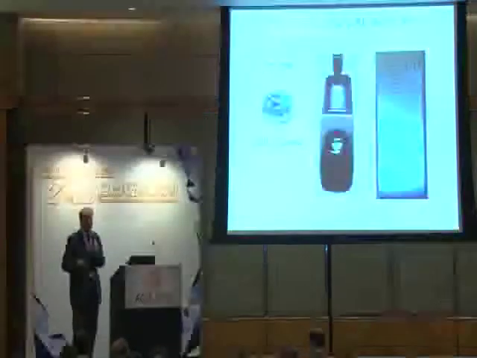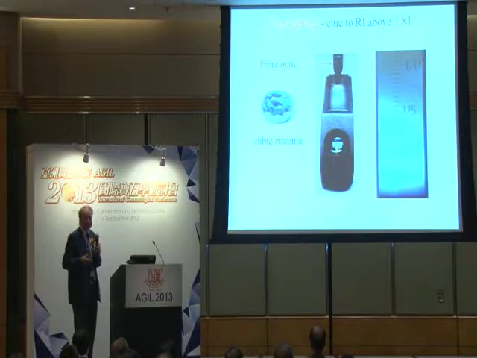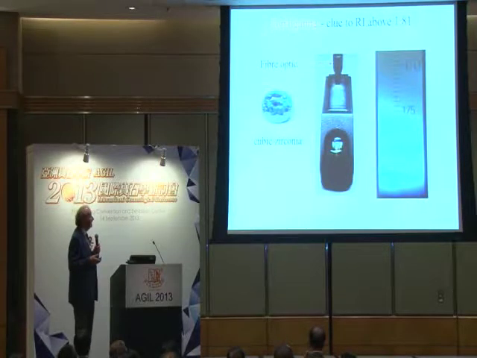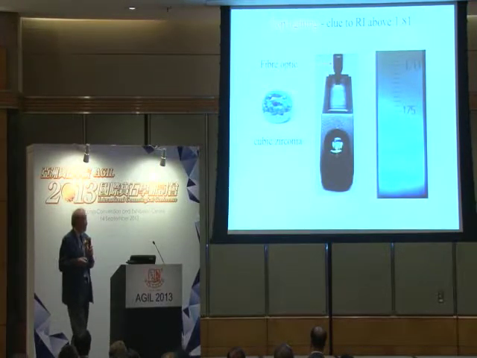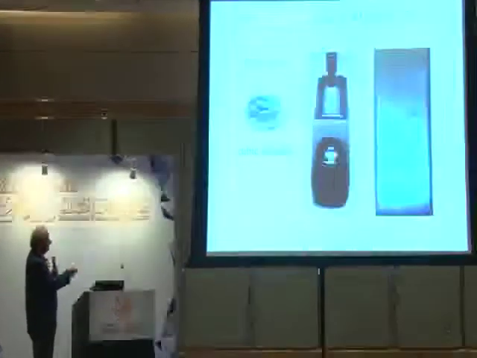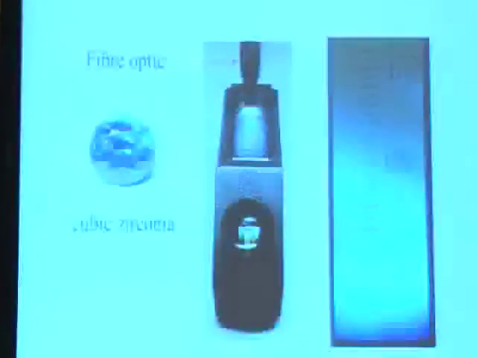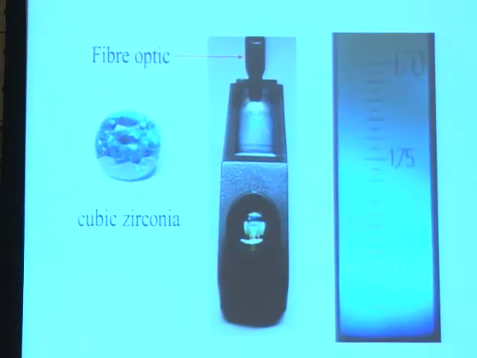But for those gemstones that are above 1.8, it can be quite puzzling because you're not sure if you're not seeing a shadow because there's just not one forming, or perhaps it's higher than the liquid. How do you know? By using this top lighting with a fiber optic, you immediately see this is a stone with a refractive index above the liquid.